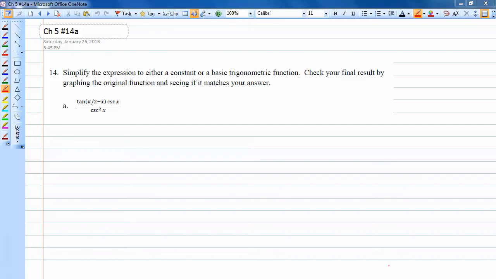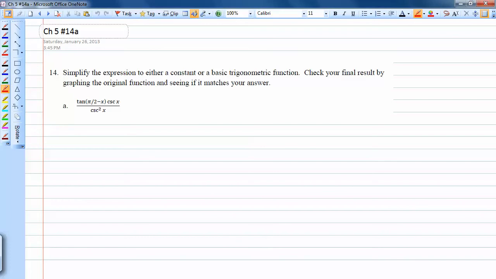Let's take a look at 14a from chapter 5. The goal in this one, it's a pretty quick problem, is to turn this into either a constant term or just a single trig term like sine of theta, or in this case x. Then we're supposed to graph the two functions and see if they match. So I'll have to hope the program doesn't crash on me when I do that.